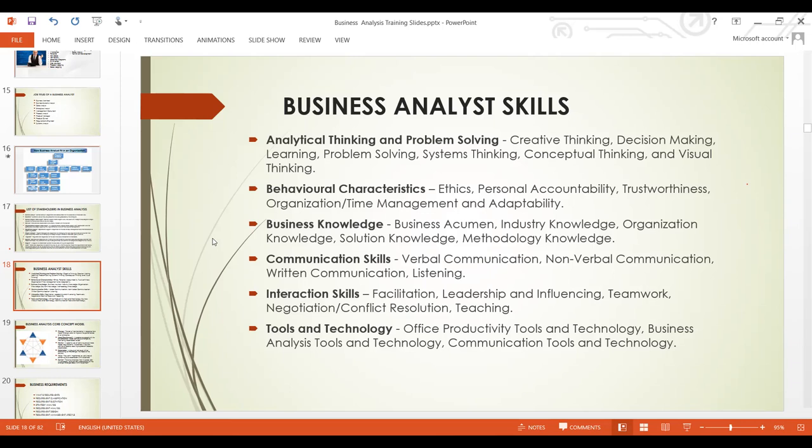So business acumen is understanding business very well. That's how business works, business analysis, business logic, business ethics. This is what we mean by business acumen. Then industrial knowledge, you must understand how industries work. You must understand so many industries, how they work very well, like banking, the banking sector.